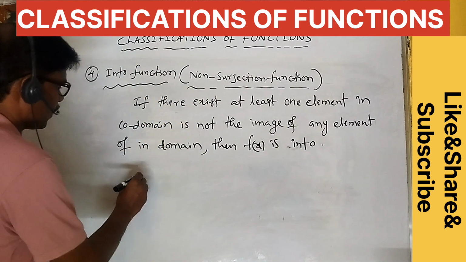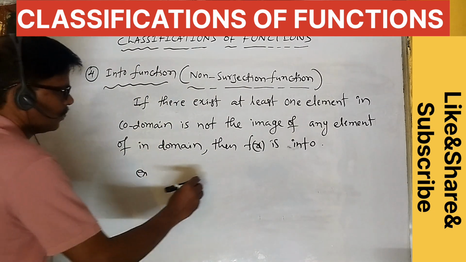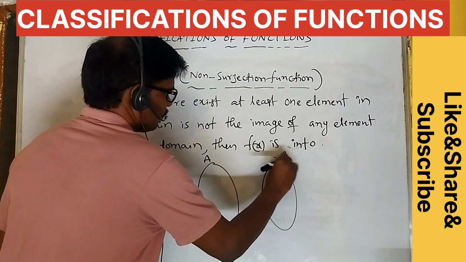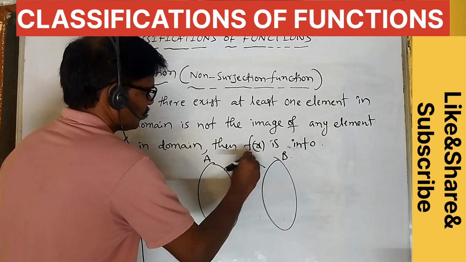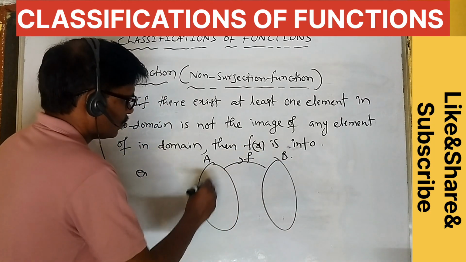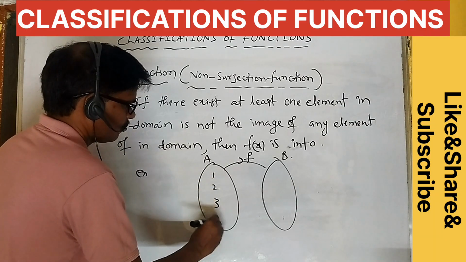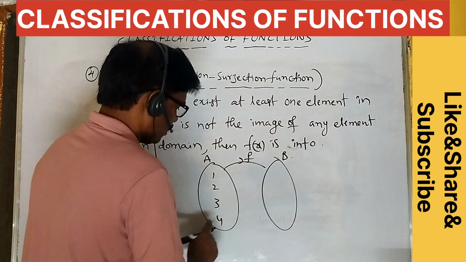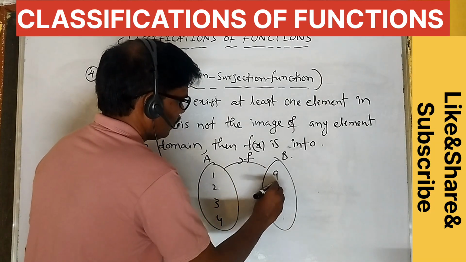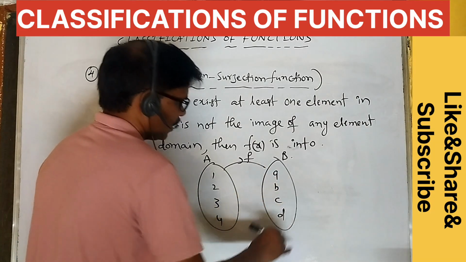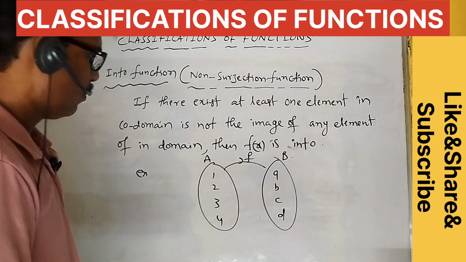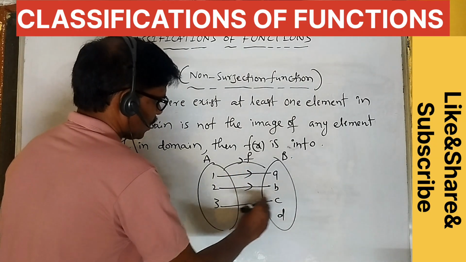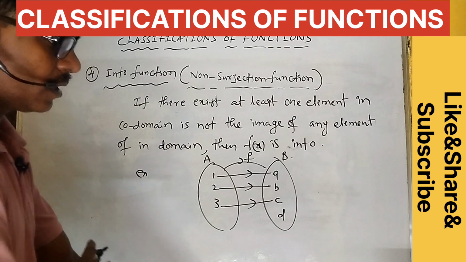Okay, what is the example? I can take an example. Okay, this is the set A. This is set B. This is the mapping, F maps A to B. Here 1, 2, 3, 4 elements. Next A, B, C, and D. Okay, this goes to A. Next this is also B. Next this is also C. Okay, this is also C.